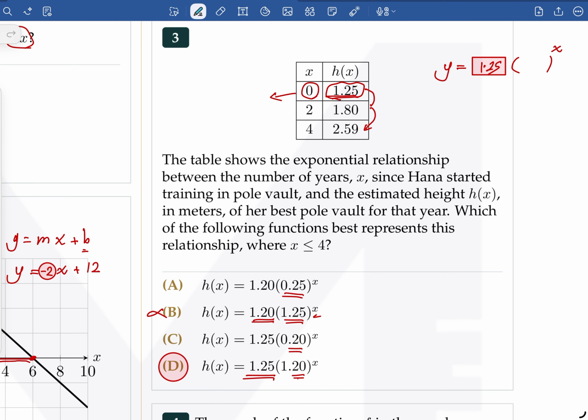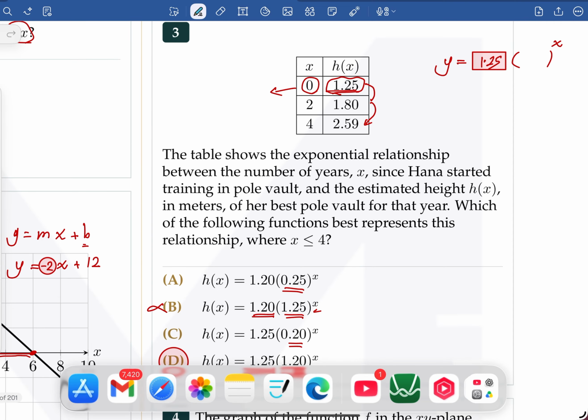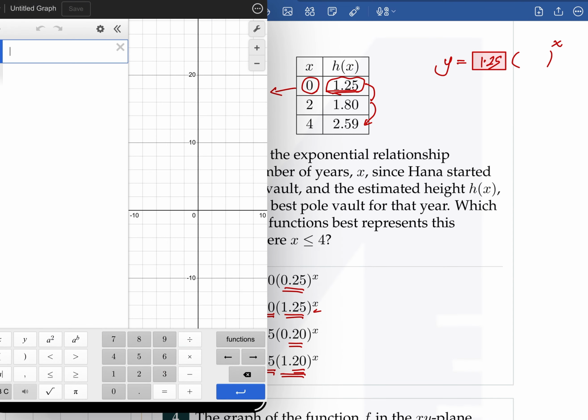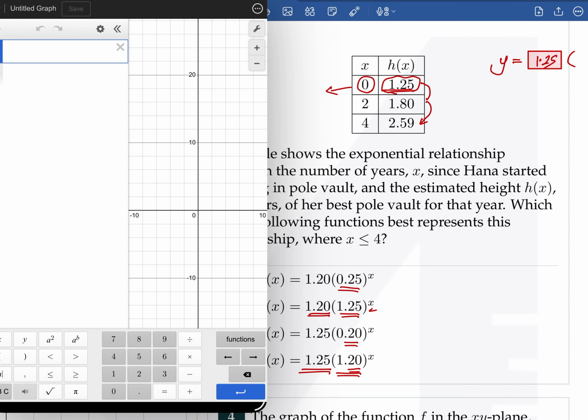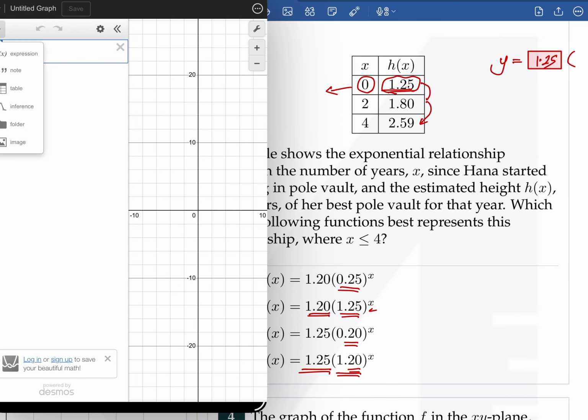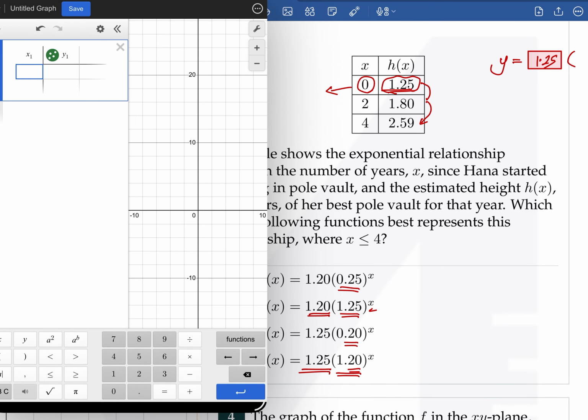1.25 as an initial number, and this number is greater than 1, which happens only in letter D. You can also look at Desmos, but how to write that table on Desmos to discover the exponential relationship? You can just draw a table and write the numbers 0, and here write 1.25.